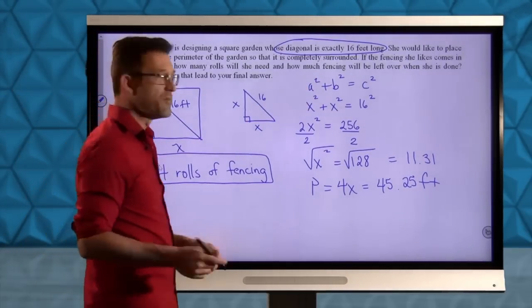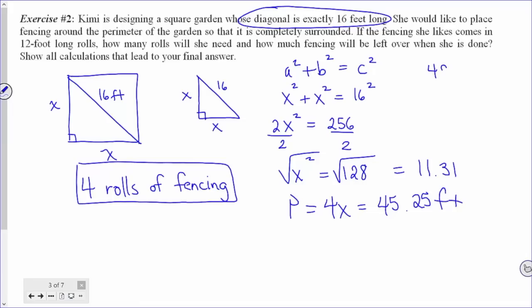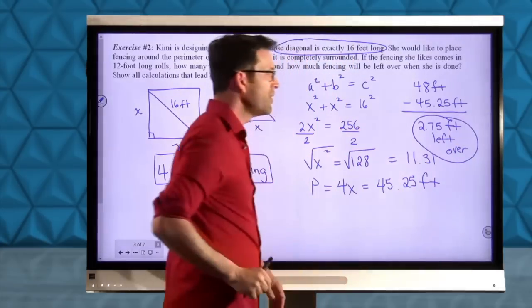Well, the 4 rolls of fencing give me 48 feet, right? But I only needed 45.25 feet. So that's actually, when I subtract, going to leave me with 2.75 feet left over. So almost 3 feet of fencing left over.